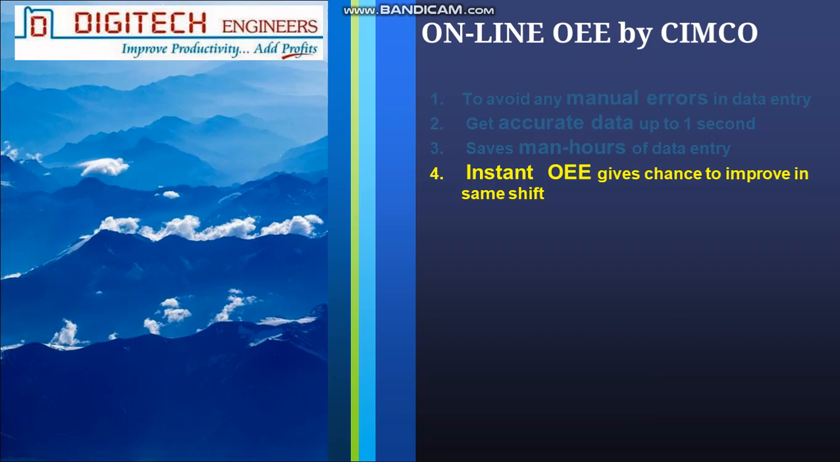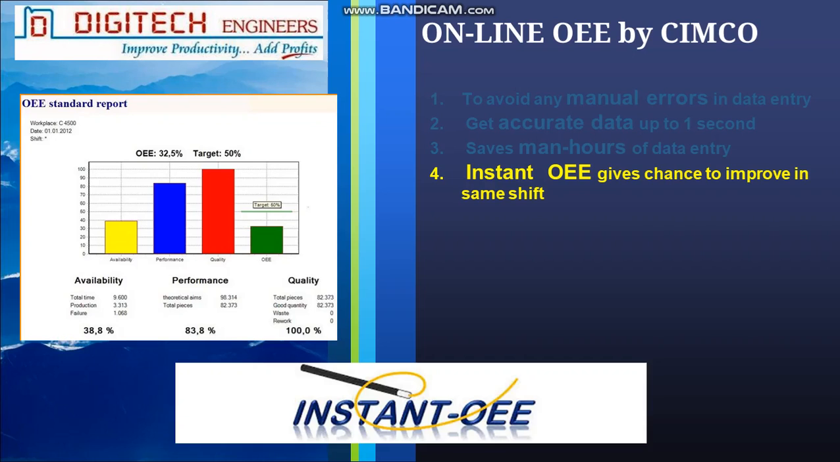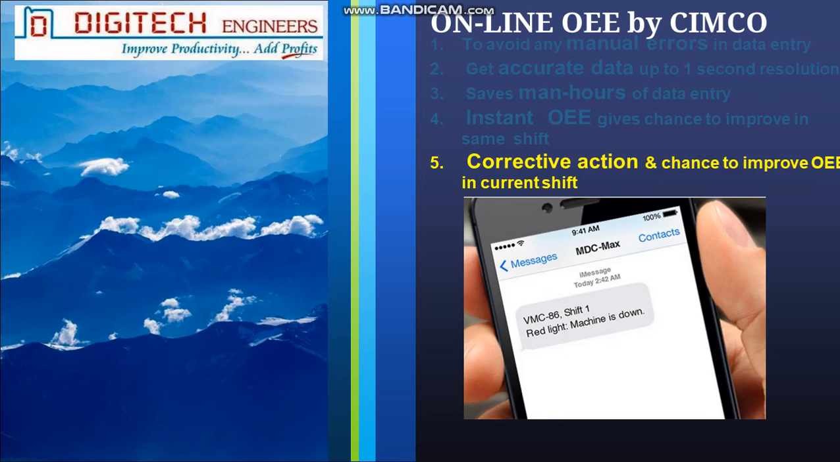You get instant OEE which gives chance to improve the productivity in the same shift. It is not a post-mortem kind of thing. You can directly get live OEE on the big screen, as well as you can get SMS or email. Corrective action and chance to improve OEE in the current shift itself.